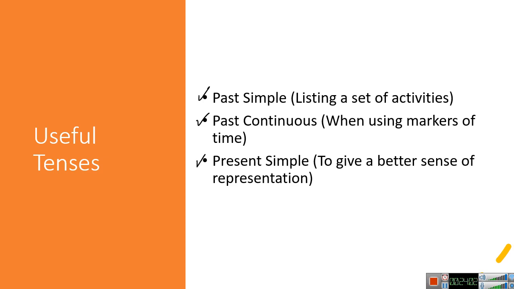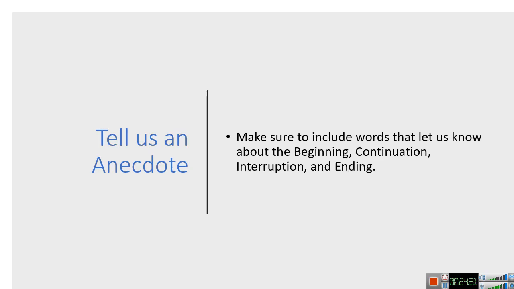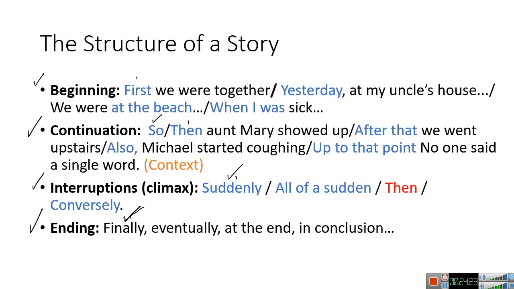But we can also use the present simple, and that is because when we use the present simple, it gives us a better sense of representation. It gives us such as a more vivid representation of the story that we're telling. So let me go back to the structure of a story, and I'm gonna give you an example of using the present simple. So first, we were together. That is past simple. Then Anne-Marie showed up. Past simple.